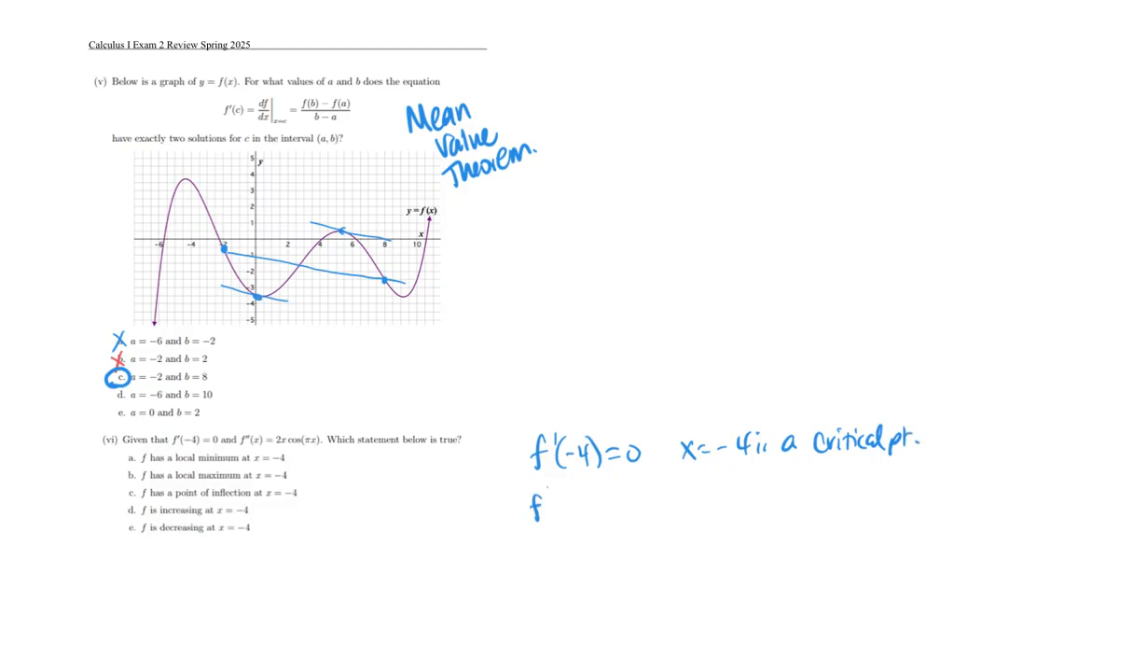So that's a possible max or a min. Well, I can use the second derivative test to plug in -4 and see what that gives me. So that gives me 2 times -4 times cosine of pi times -4. Cosine of pi times -4 is equal to 1, so I get -8 there. So f is concave down, which means I have a maximum at x equals -4. So f has a local maximum at x equals -4. That one's true.